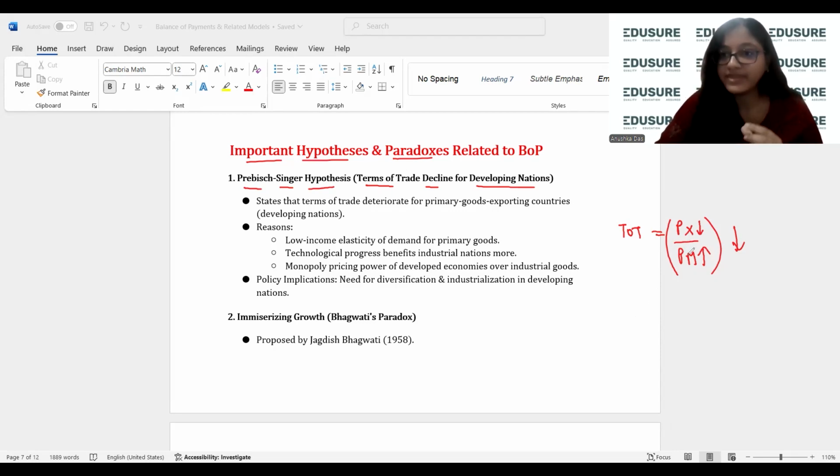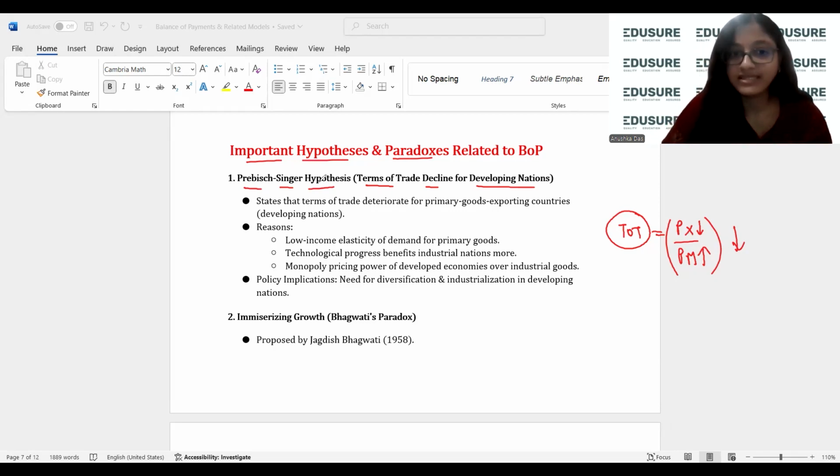So eventually, in the long run, the terms of trade for the developing nations are coming down. They are declining due to this export and import situation, right? This is what is said by the Prebisch-Singer, which is basically a very important paradox, because we are thinking that yes, we are growing, we are exporting things, but eventually we'll see in the long run, we are not getting benefited from such trade.